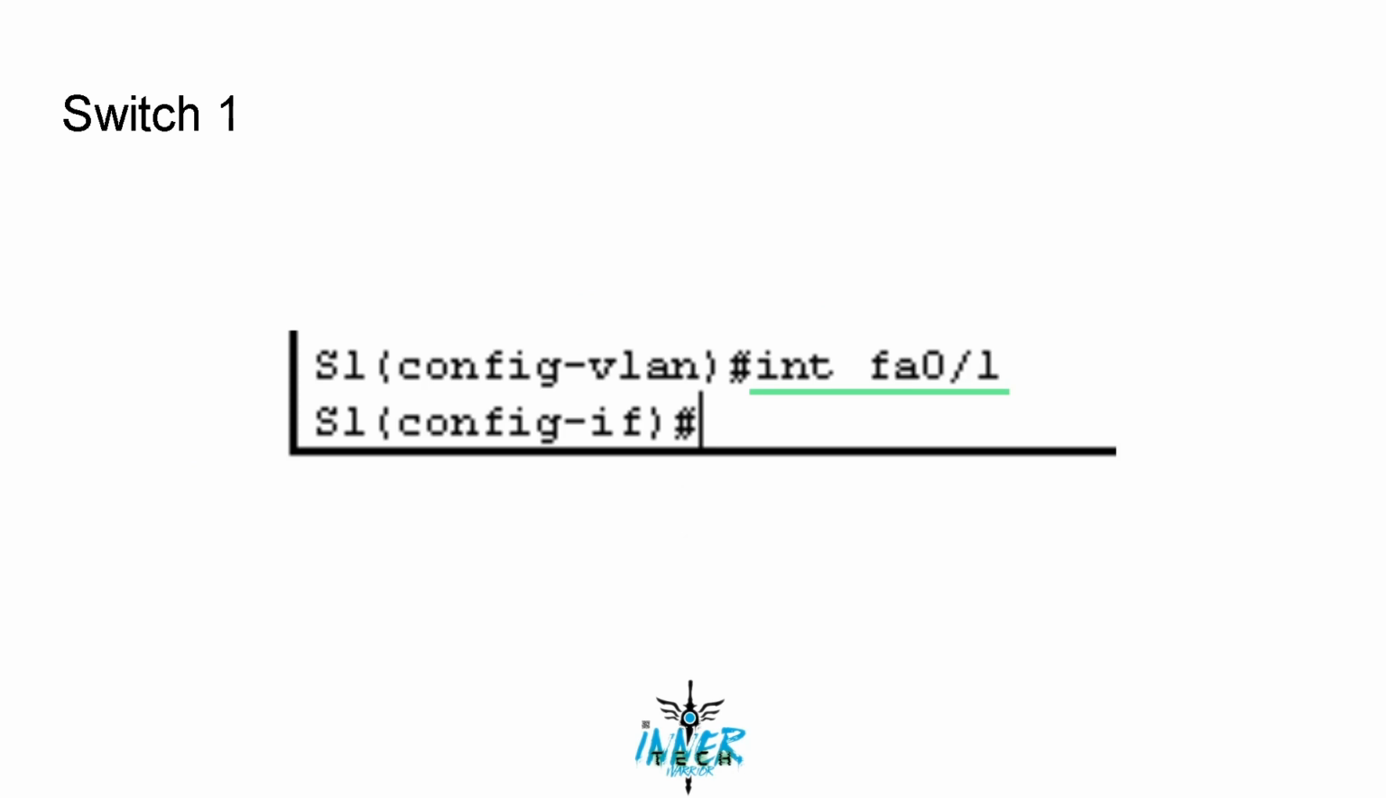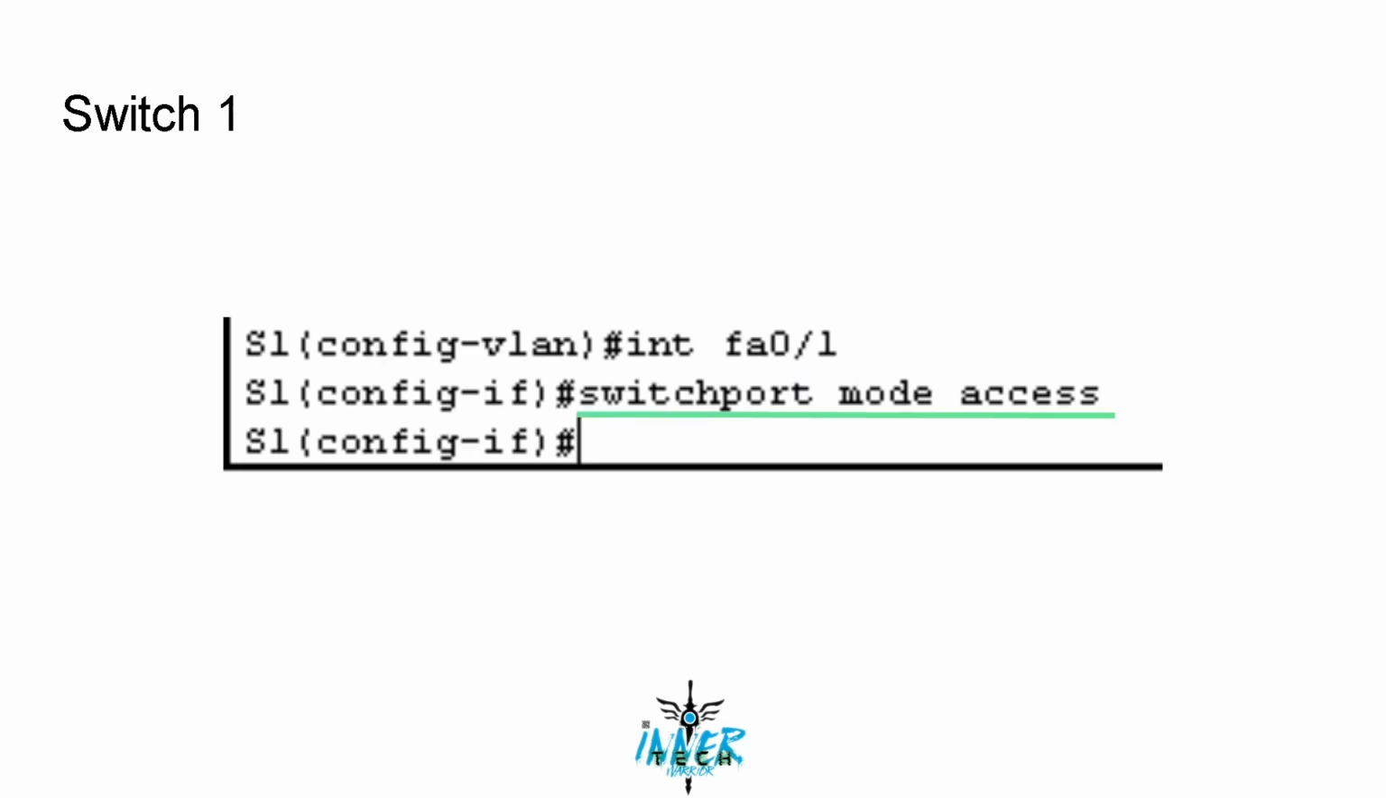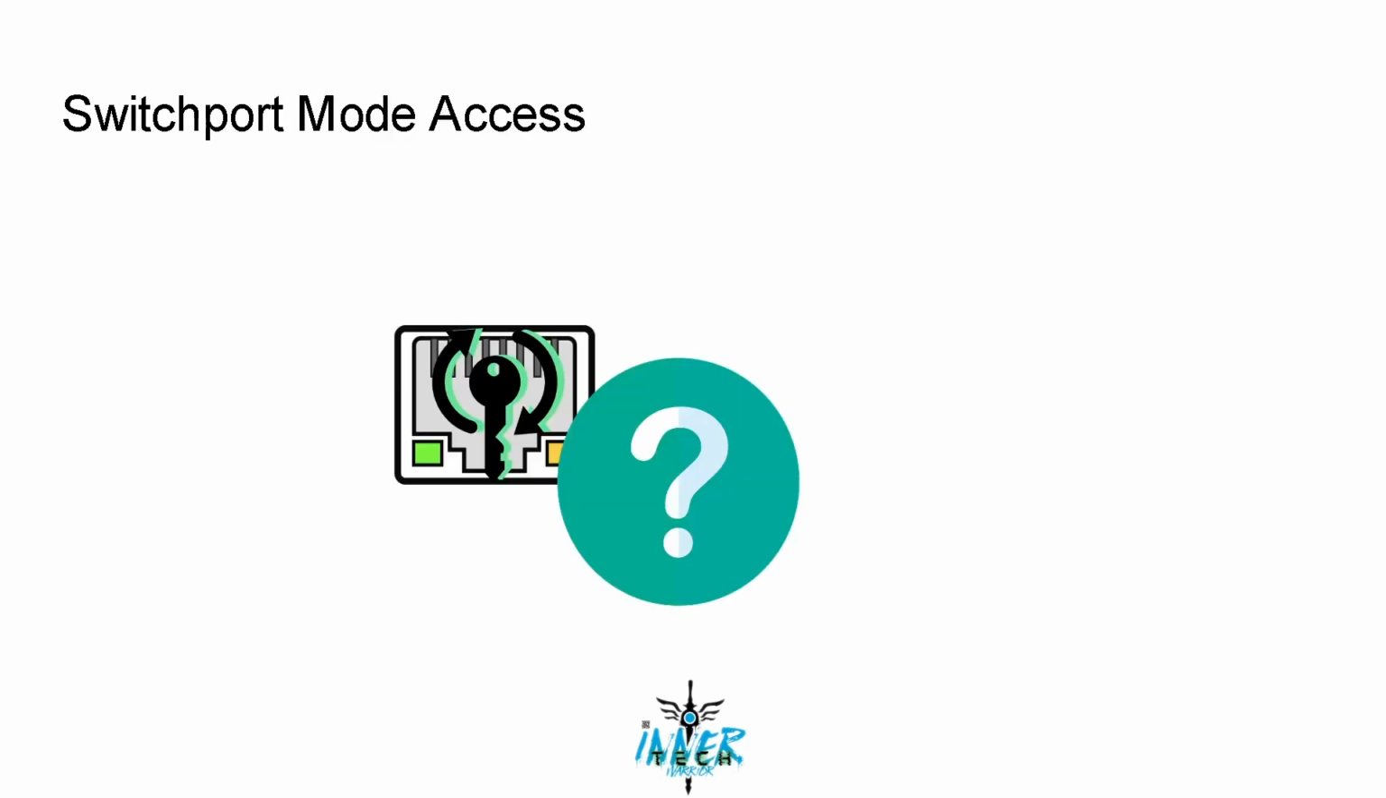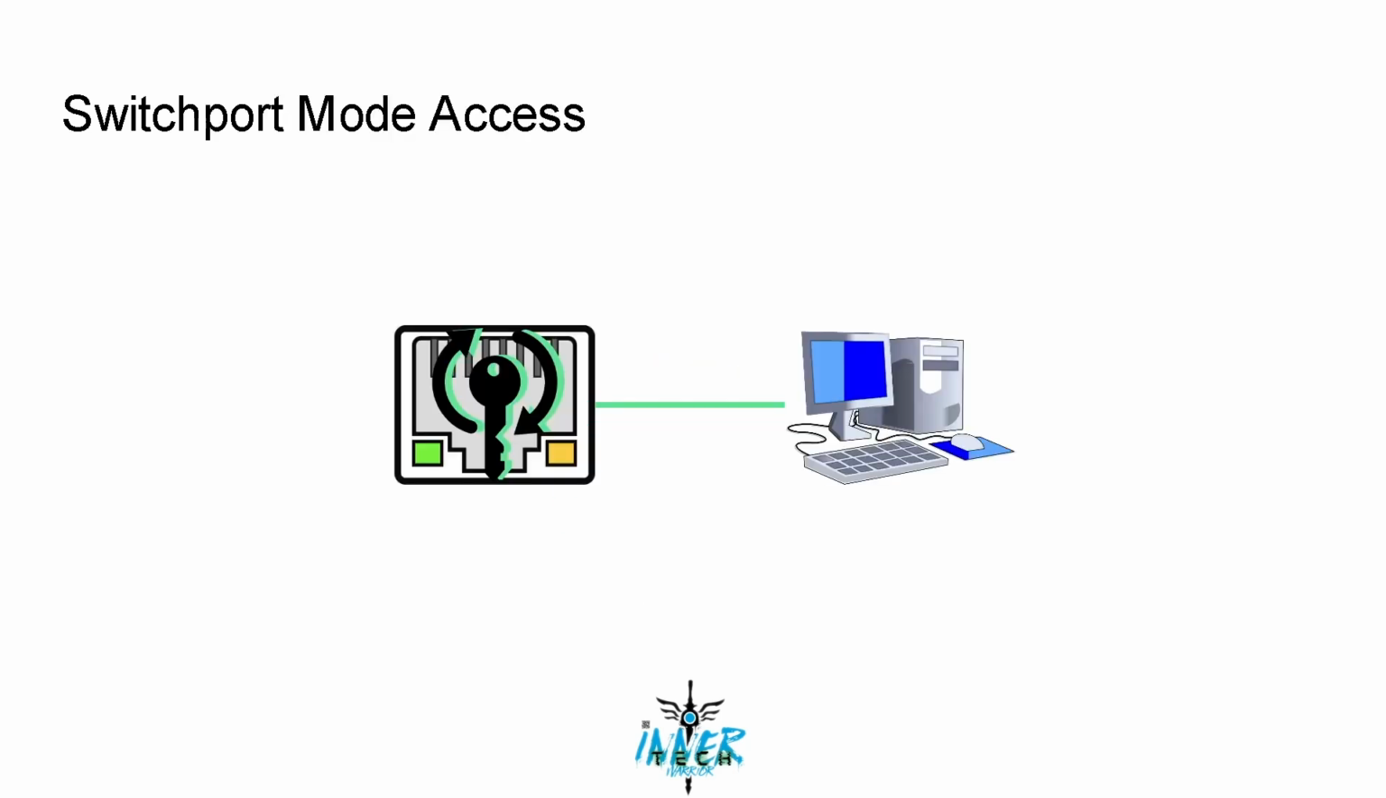Let's jump into the interface that the PCs are attached to. Interface FastEthernet 0/1 for PC 1. Then let's use the command switchport mode access. The switchport mode access command configures the interface as an access port. What is access mode? Access mode is used to connect single end user devices to a port, like a PC or a laptop. In access mode, a port can only be assigned one VLAN and prevents the port from becoming a trunk port.